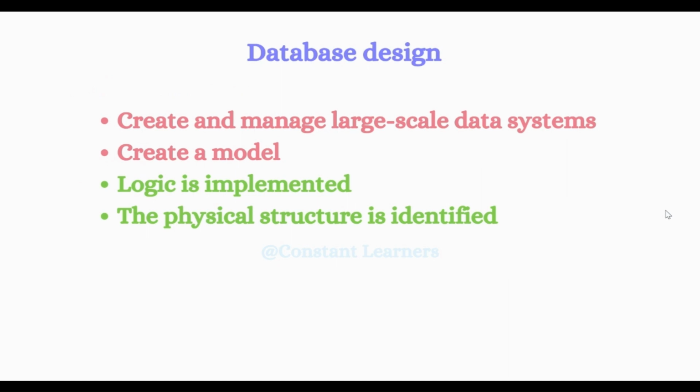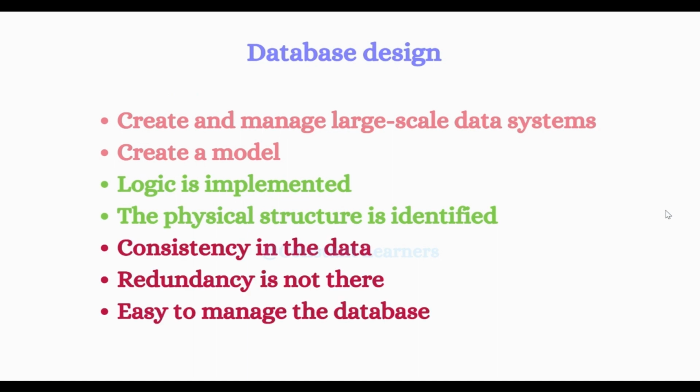But why exactly do we need a well designed database? So that there is consistency in the data, and there's no redundancy. It is easy to manage the database in the future. All of these are characteristics of a good database system. So you can watch that video. We're not going to get into a lot of detail here.